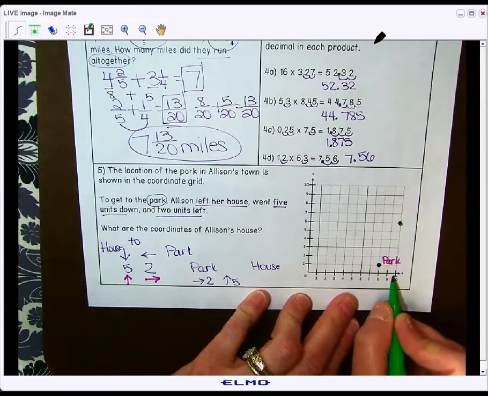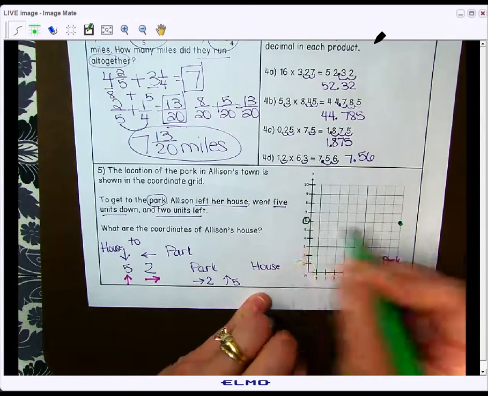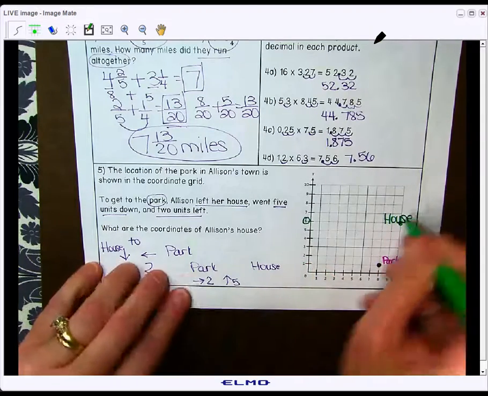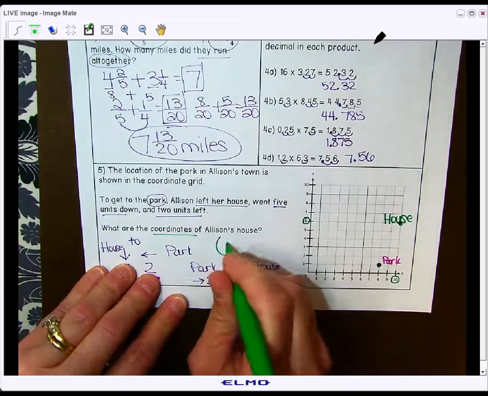And that location will be at 10, 6. So the house will be located at 10, 6.